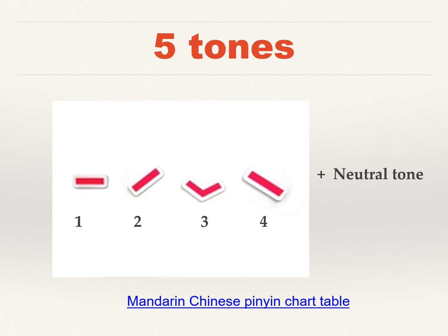In Mandarin, we have 4 tones represented by these signs. And strictly speaking, we also have a neutral tone. These tones are added on the syllables, the pinyin syllables, to distinguish the meaning. And it's very important to pronounce them correctly.